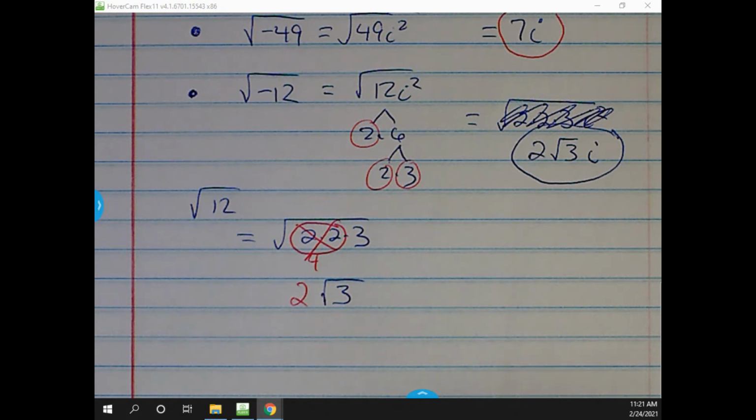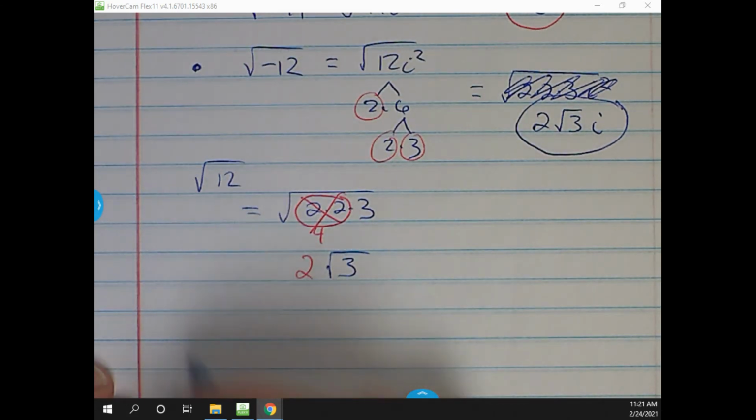The other little thing that they talk about with complex numbers is complex number form.